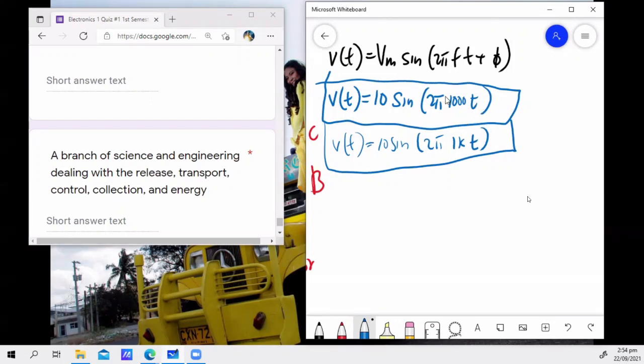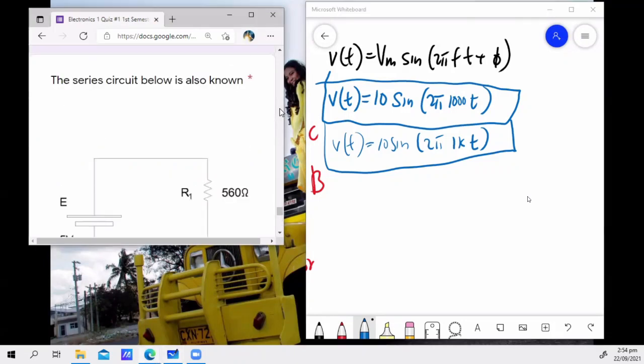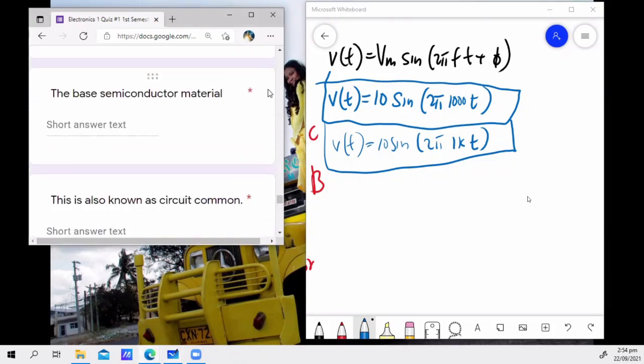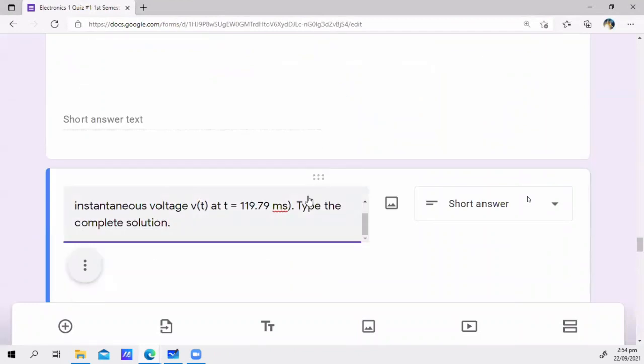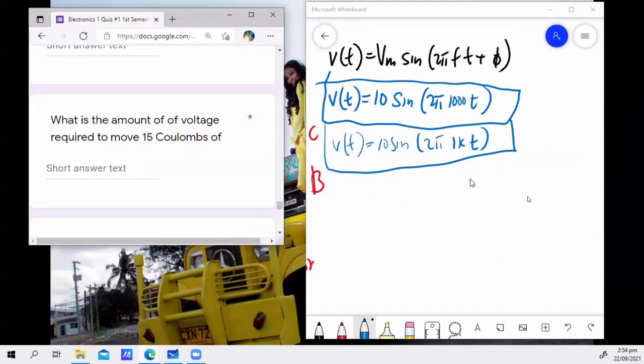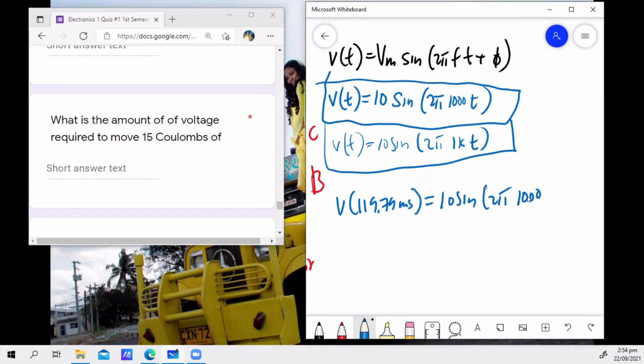So the time is, what was it? 119.79 milliseconds. So this is V of t, or V at 119.79 milliseconds is equal to 10 times sine 2 pi 1,000. You just replace that time in terms of seconds, right? So this is equal to 0.11979 seconds. Just like what was done in Scilab.